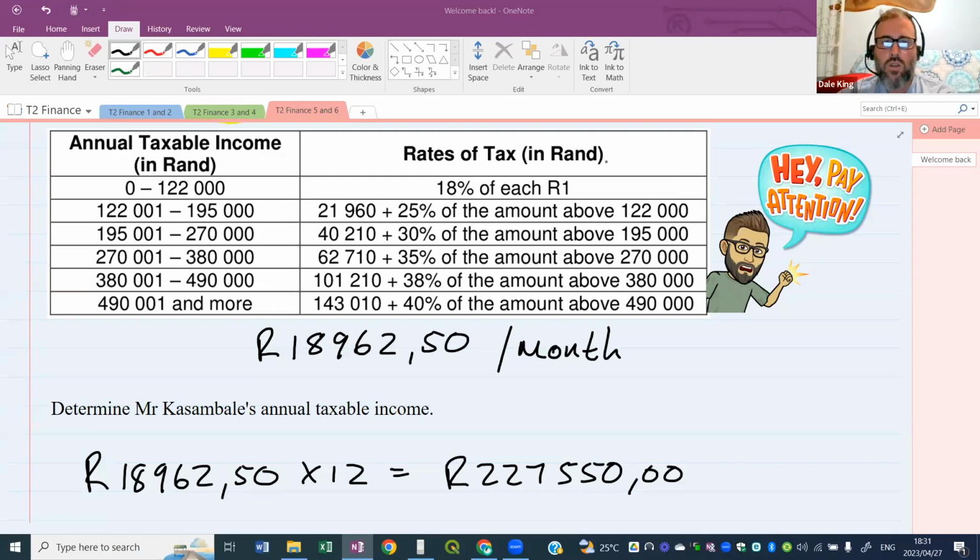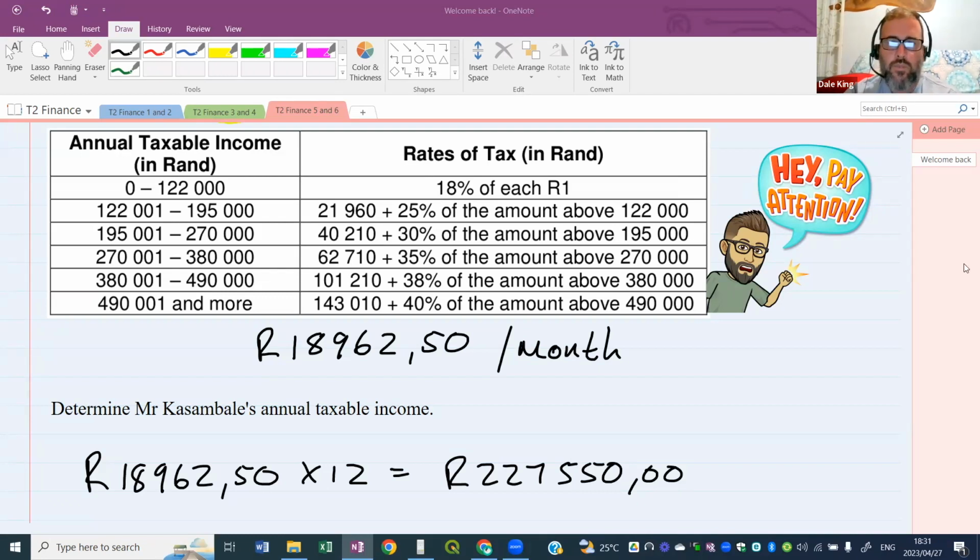Yes, you're right. We're going to do that at the end of this question, but I've got an annual tax table here in front of me. So unfortunately, I've got to take it up to an annual amount and use the table. Once I've got my annual tax calculated, at the end, I'll break it back down into a monthly amount. Does that make sense? Yes, sir. All right. Excellent.